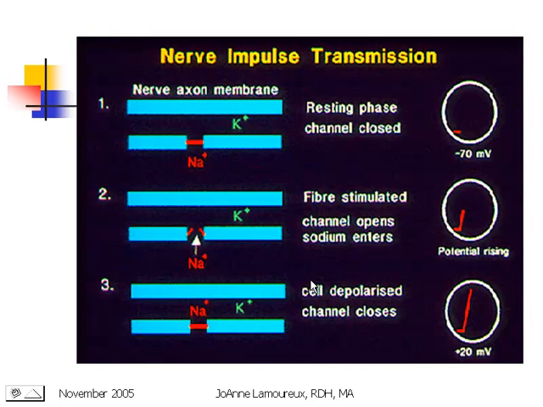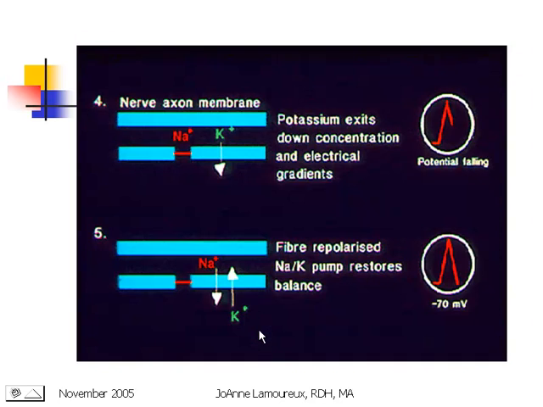These next two slides are just a still representation of everything I've said. During the resting phase, the channels are closed, you have a stimulation, the channels open. The cell becomes depolarized and the sodium channels close. Potassium exits down its concentration gradient through its own channels, and the fiber becomes repolarized. There's a pump that restores the balance between sodium and potassium ions. The nerve returns to its resting polarity of -70 millivolts.